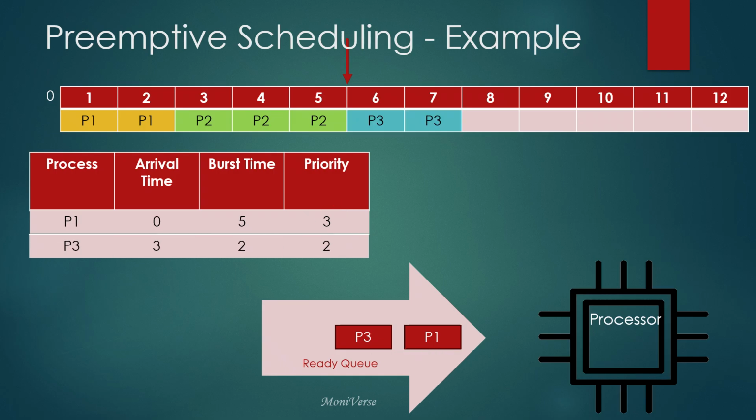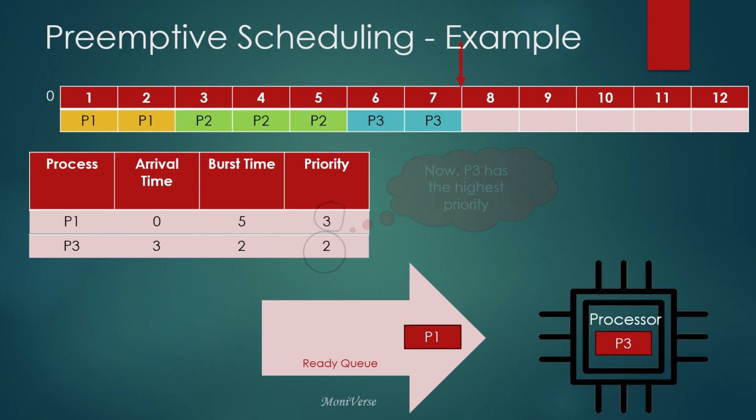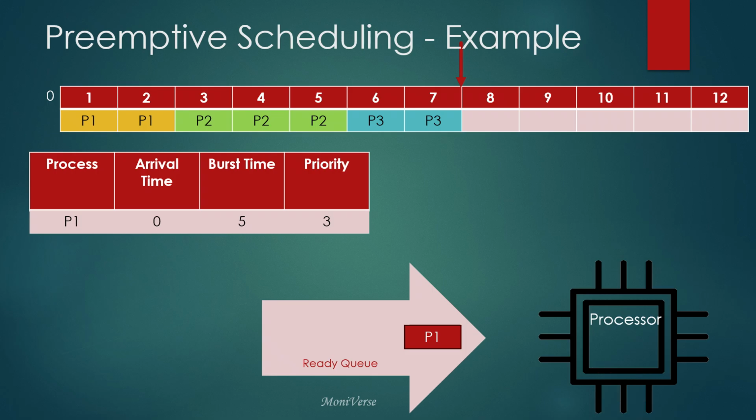So coming to the priority check, this P3 is having higher priority. Okay, higher priority than P1. So now P3 will be entering the processor. Already P1 is waiting for a long time, even though, as it is a preemptive scheduling, P3 will be entering the processor for execution. So it will be executed for its burst time of 2 units of time, and then after completion of that one, it will be getting out of the processor.